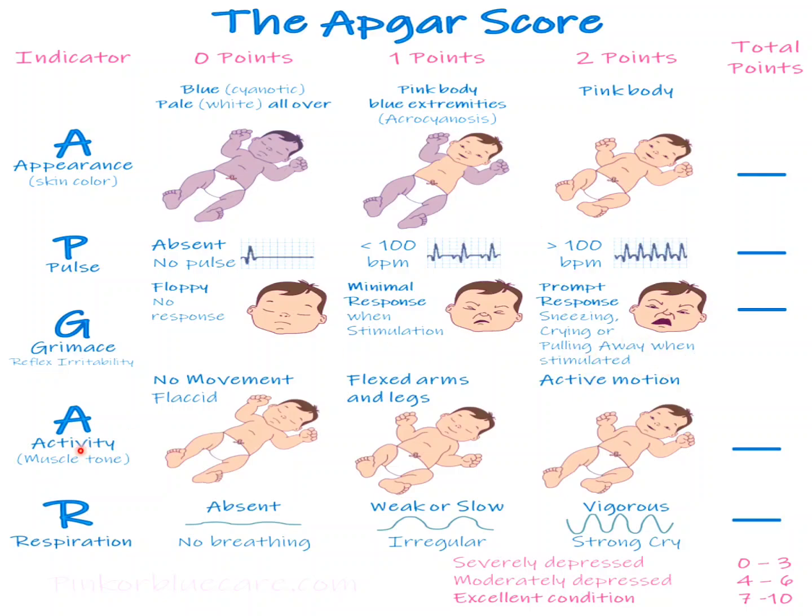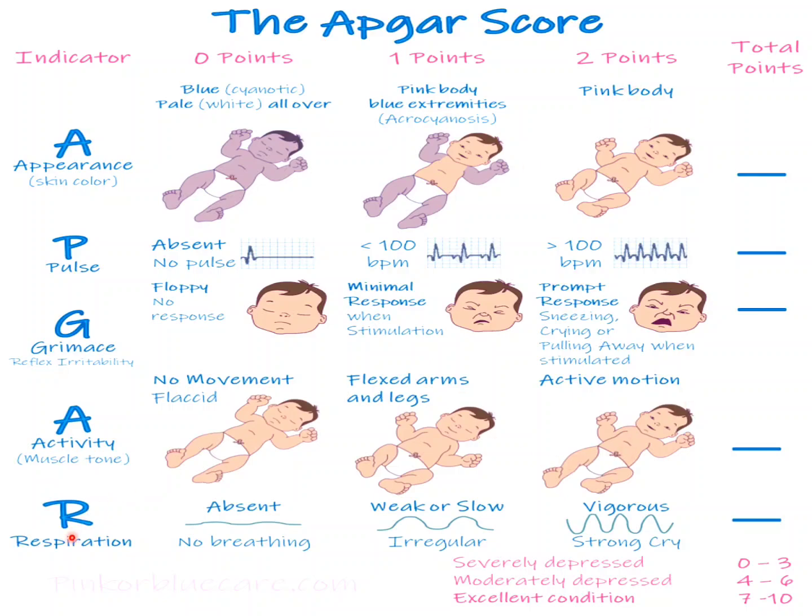Next sign is activity or muscle tone. These are the muscle tone: active movement of limbs, score 2, while a limp baby score is 0. So there is no movement, then score is 0. Flexed arms and legs, extremities are in flexed position, then our score is 1. If active movement, then score is 2.